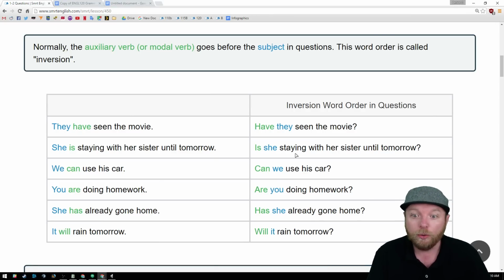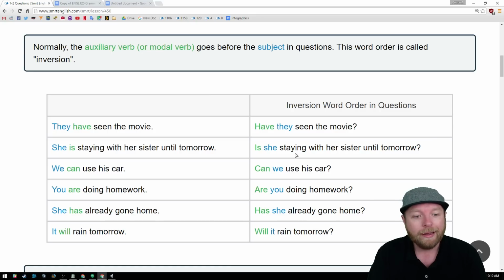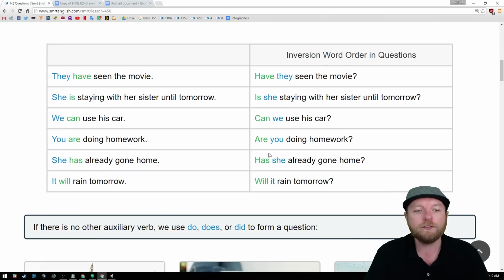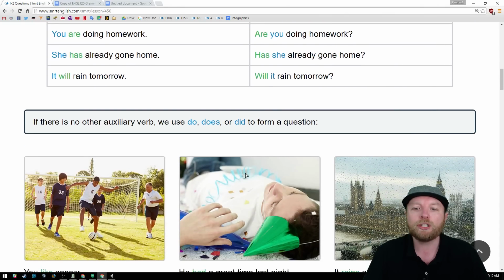You are doing homework. Question, are you doing homework? She has already gone home. Question, has she already gone home? It will rain tomorrow. Question, will it rain tomorrow? Okay, guys, so this is the first rule about questions, using inversion. If you have any questions, let me know in the YouTube chat.